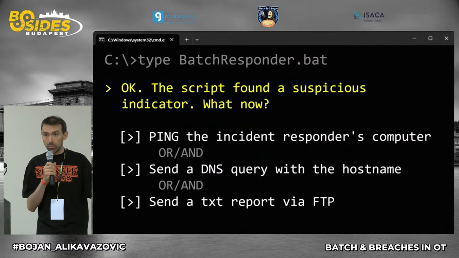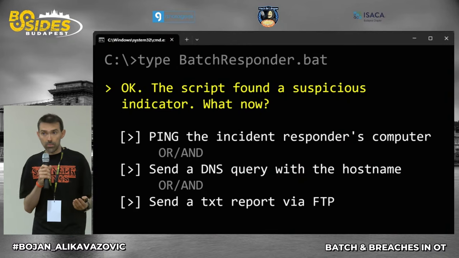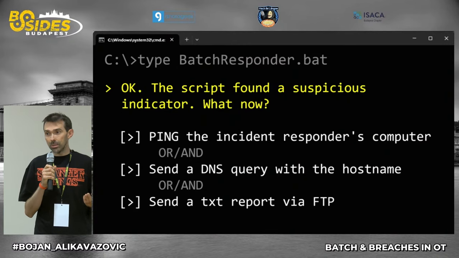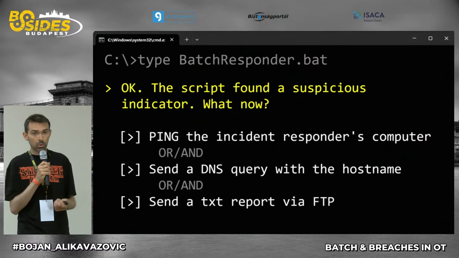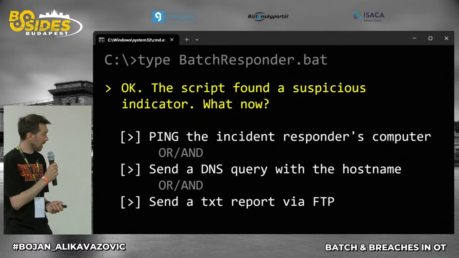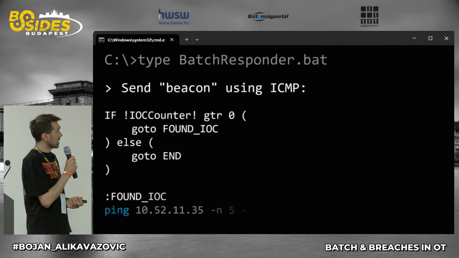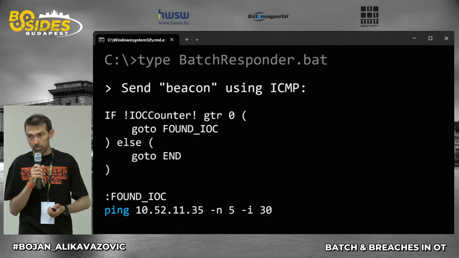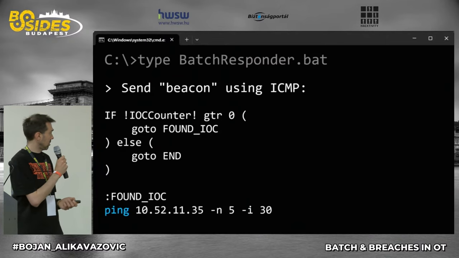It's built in. If you want to use, for example, Telnet, you have to install it. If you want to use SSH, there's no SSH client on Windows XP. There's no such thing, okay? You are unable to utilize such applications. Okay, so you have to send some kind of beacon to the incident responder's computer from infected machines, right?